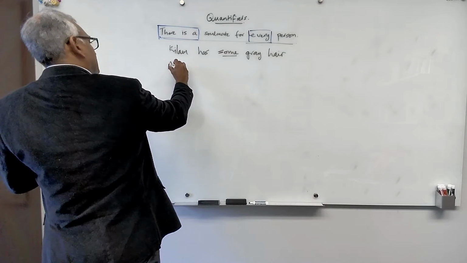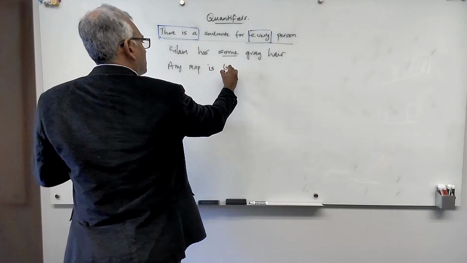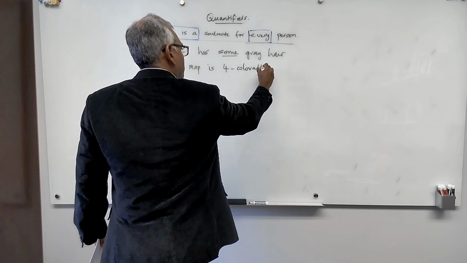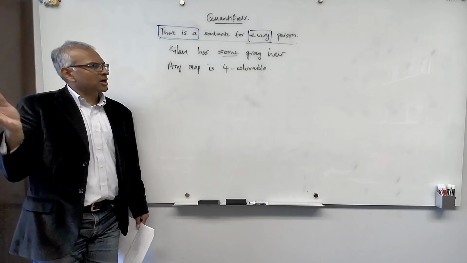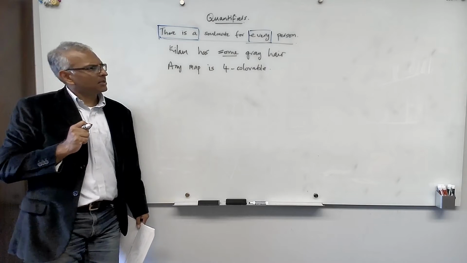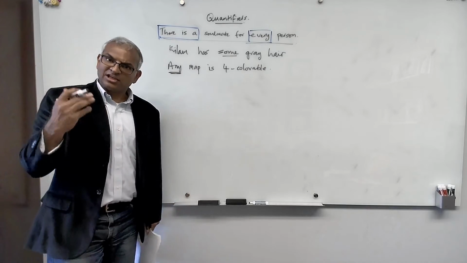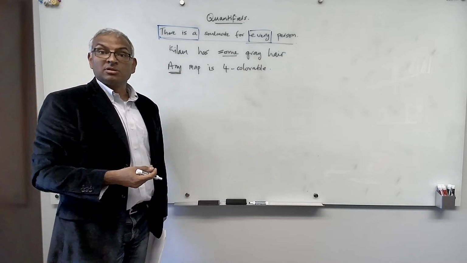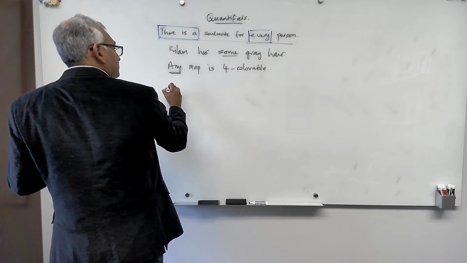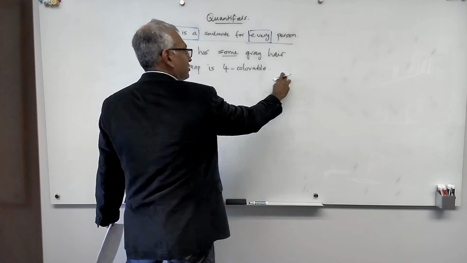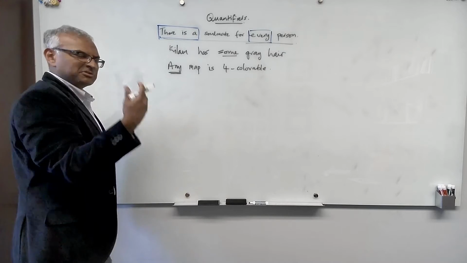Any map is 4 colorable. That means that you can color the map so that you assign colors to countries, and no 2 adjacent countries have the same color. So we say that any map is 4 colorable. Here's the quantifier. It's telling you how many of the maps are 4 colorable. Basically, it's saying all. This is sometimes called the 4-color theorem. It was only recently proved, in the context of the history of mathematics.